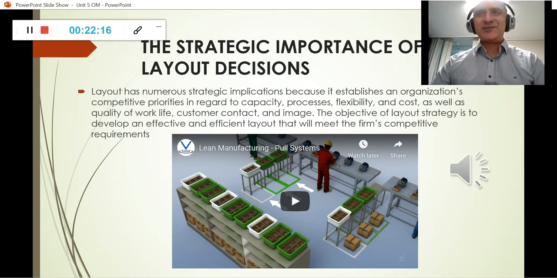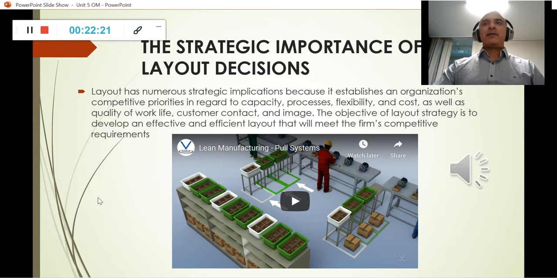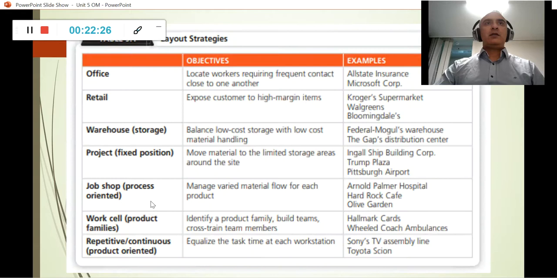Sorry, I got a bit distracted because my headset is saying that the battery is almost done. So hopefully I don't end up without anything. Okay. So we also think about different layout strategies. So let's go and talk about them.